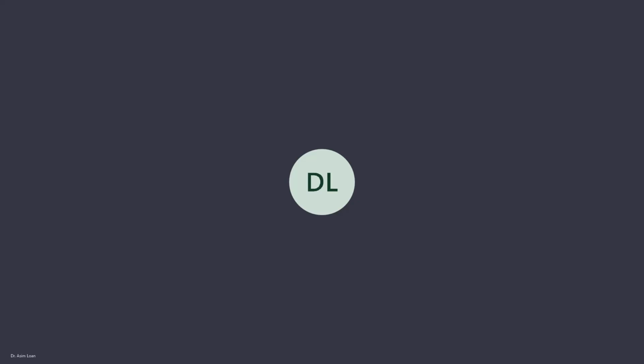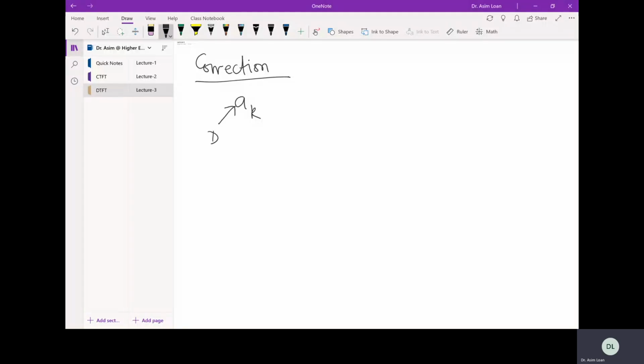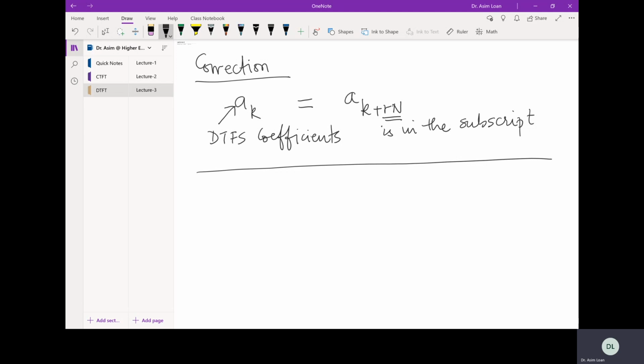AK, these are the discrete time Fourier series coefficients. They are periodic, and this is AK plus Rn. So Rn is in the subscript. It's not over here, it's in the subscript. Okay.